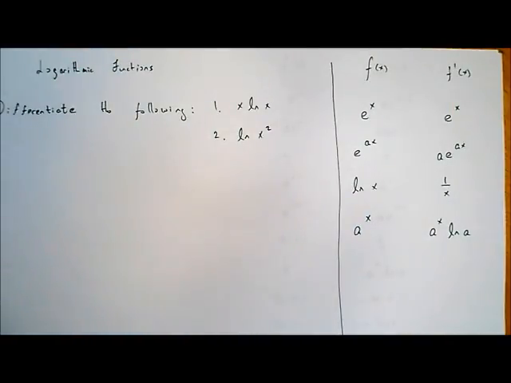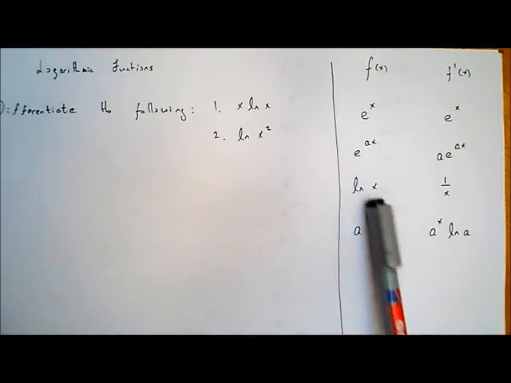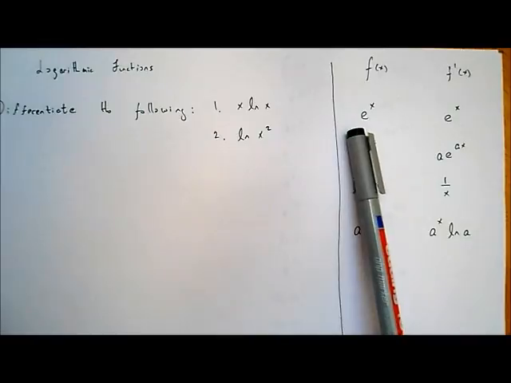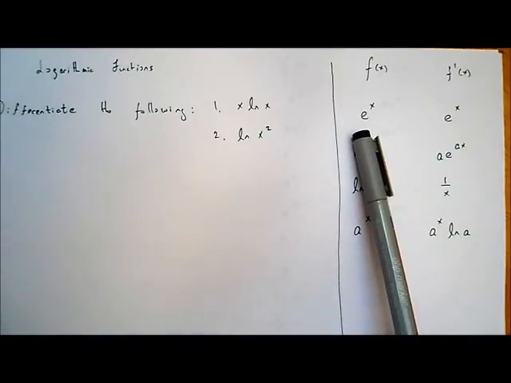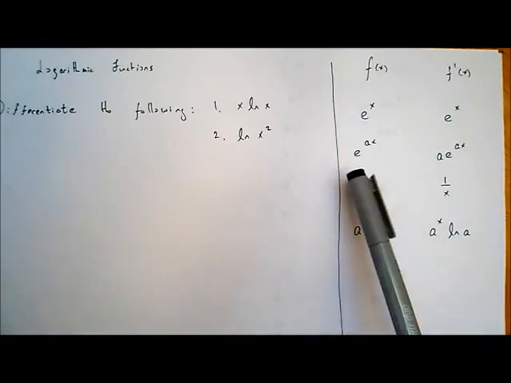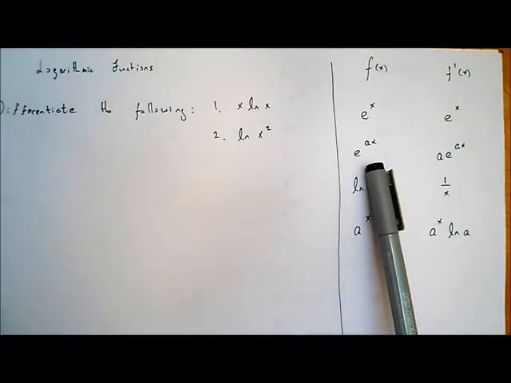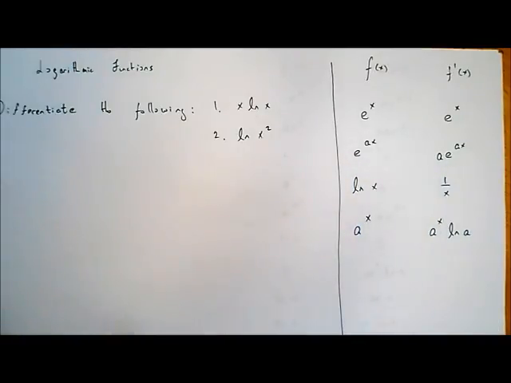Okay, we're going to have a look at one last type of function to differentiate, and that's logarithmic functions. In the previous few videos we've looked at differentiating exponential functions. When we differentiate e to the power of x, we get e to the power of x. Differentiate e to the power of ax, we get ae to the power of ax.